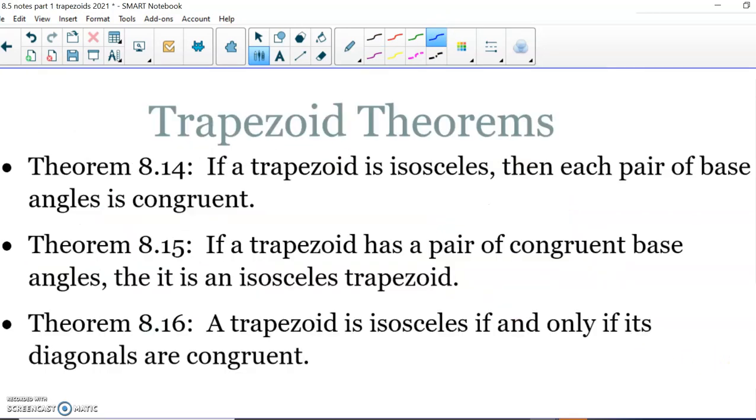All right. So here we go. The base angles are congruent. We said if it's isosceles. So our base angles are congruent, and the converse is also true. If the base angles are congruent, then we know the trapezoid has to be isosceles. And the last one we said is that the diagonals are congruent if the trapezoid is isosceles.